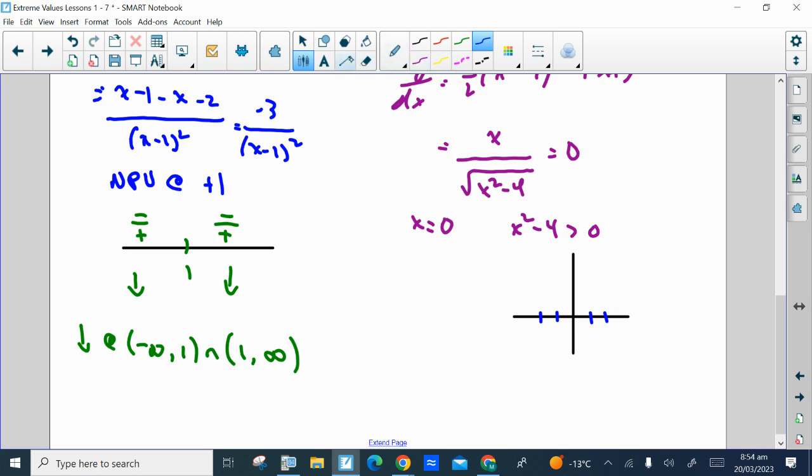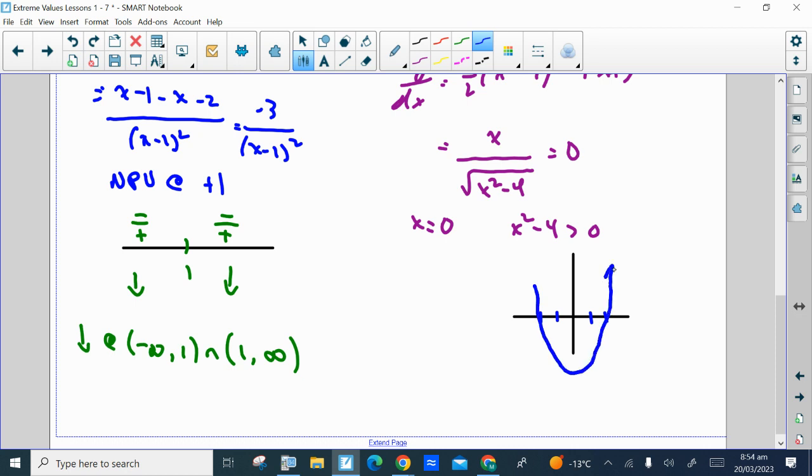So this quadratic opens upwards. The x-intercepts are at plus and minus 2. It goes down to negative 4 on the y-axis. But again, we want to know where this is positive. Where is that function greater than 0? And so now we can see that we're only going to be looking from negative infinity to negative 2, and then from positive 2 to positive infinity.